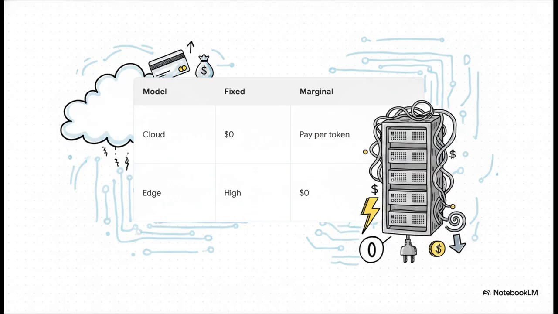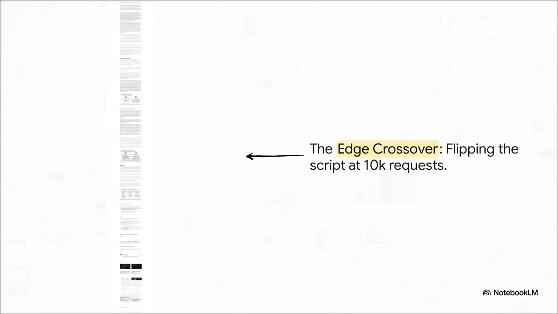On the flip side is the edge or local computing. Now, this requires a steep upfront capital expenditure for the hardware, plus your ongoing electricity costs. But the marginal cost of generating an additional token drops effectively to zero. Every prompt you run locally is essentially free once the machine is plugged in. Let's see how this builds in a real-world scenario.